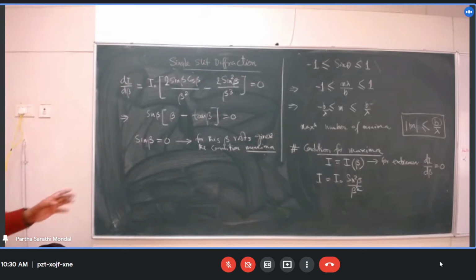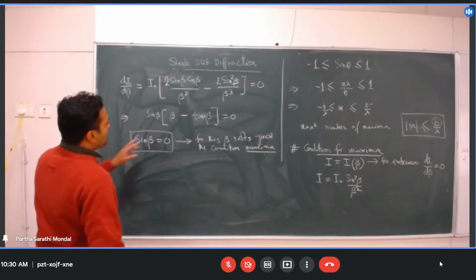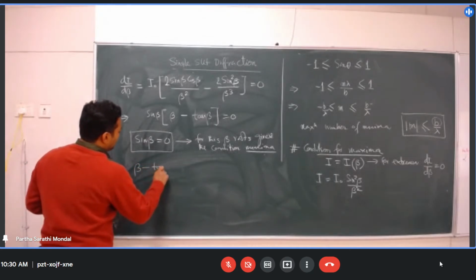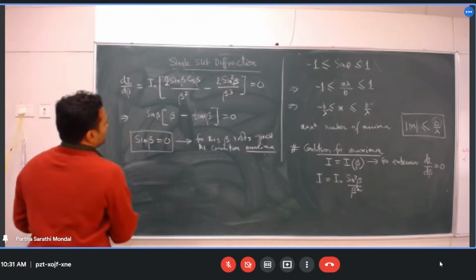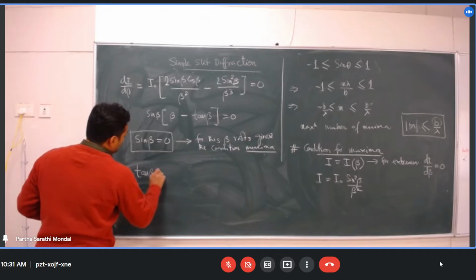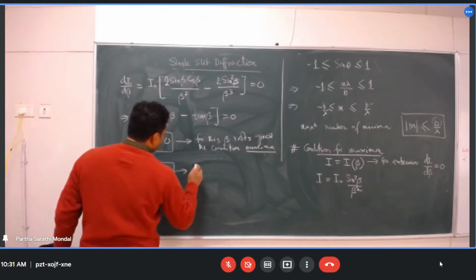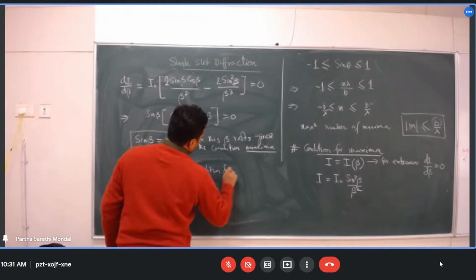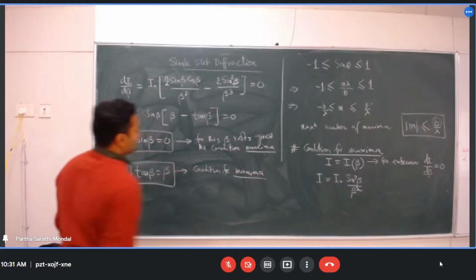Okay, so now this is what we have already discussed. Another root will give you beta minus tan beta, and if you write it properly, we will get tan beta equal to beta. So this will give you the condition for maxima. Understood?